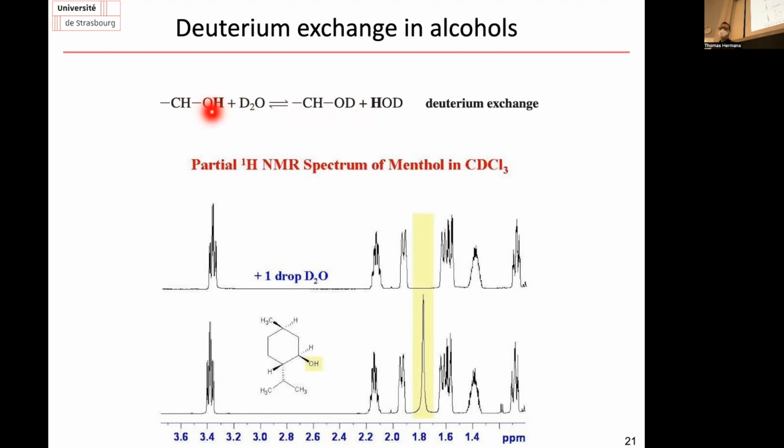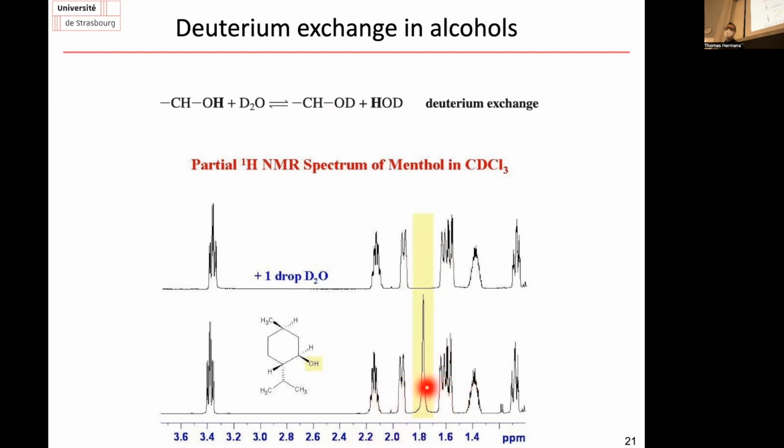So the hydrogen is replaced by deuterium. And deuterium, you don't see it in proton NMR, right? That's why you use deuterated solvents. So this is called deuterium exchange. And you can actually use that to assign your OH, right?